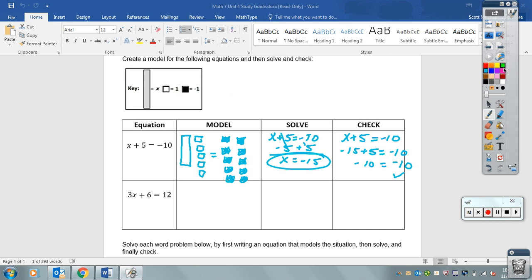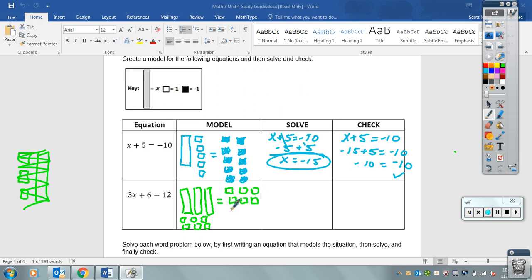The second one is the one I'm more concerned about because I often see students do this wrong. They see 3x. So what I see students do is they go, oh, here's 3 and here's x. Nope, this would be x plus 3 singles. That's not what we want. 3x is actually pretty easy. There's 1x, there's 2 x's, there's 3 x's. Now I need 6, so 1, 2, 3, 4, 5, 6 equals 12. 1, 2, 3, 4, 5, 6, 7, 8, 9, 10, 11, 12.